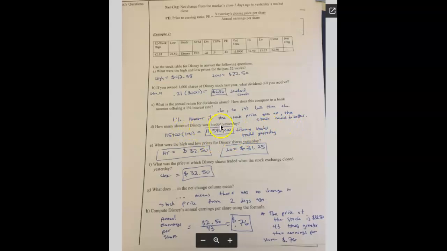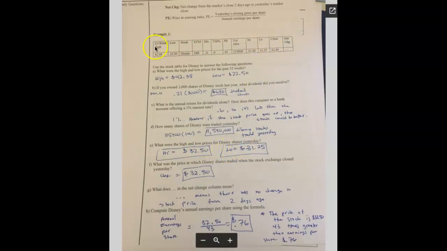How many shares of Disney were traded yesterday? And you can see that in the volume. It's in hundreds though, so it says 115,900, but that's given in hundreds, so I'd have to actually add 2 zeros to that to come to 11,590,000. Again, how many shares is the volume that was traded yesterday? It's given in hundreds, so you need to add 2 zeros to that, so 11,590,000.